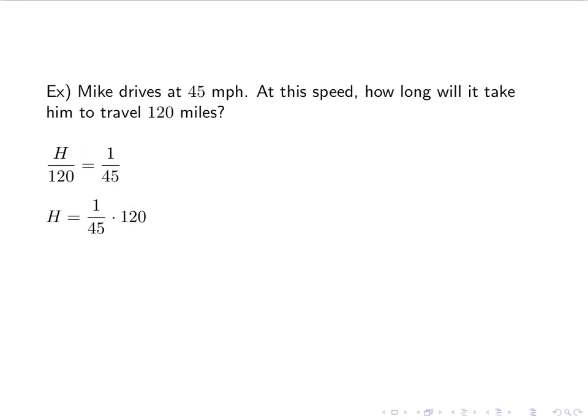Multiply both sides by 120. And then we get 2.6 repeating hours, so 2.666 forever and ever, or 2 2/3 hours. And that sounds a little weird, right? You wouldn't usually say that in conversation, 2 2/3 hours. So I'm going to translate that, and that is 2 hours and 40 minutes, right? A third of an hour would be 20 minutes, so 2/3 of an hour would be 40 minutes. So 2 hours and 40 minutes.